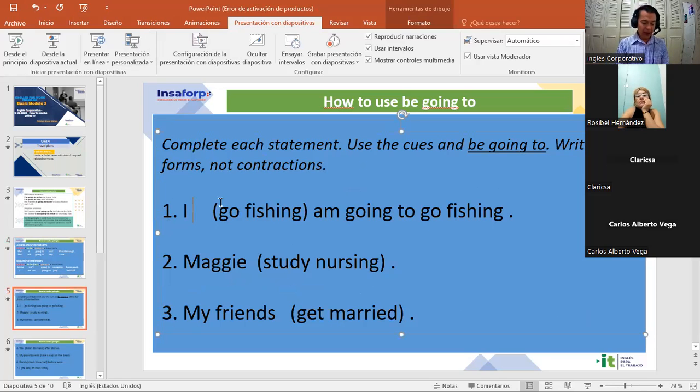So let's start with Rosie. Can you help me, Rosie? Sentence number one. Future with going to, in the future, right? So, I am, I are, or I is? Yo le pongo el pronombre. Sí, permíteme, aquí hay un error.